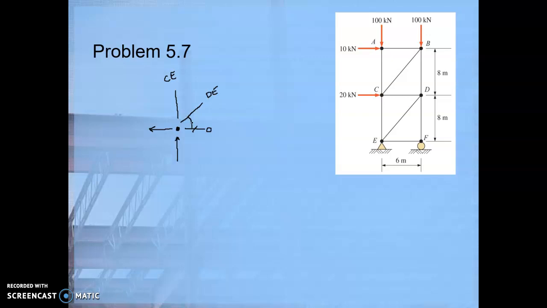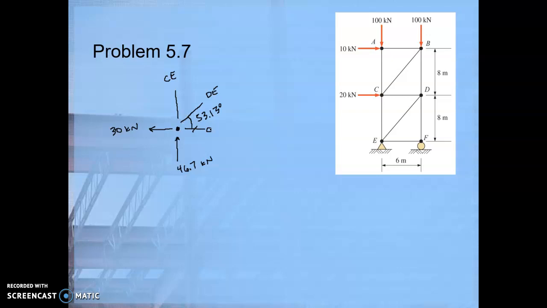The angle that this diagonal member makes with the horizontal is 53.13 degrees. The vertical reaction force we found to be 46.7 kilonewtons. The horizontal reaction force was 30 kilonewtons. And if we were to take a guess at the sense of these forces, we know that this horizontal force here is pulling joint E to the left.